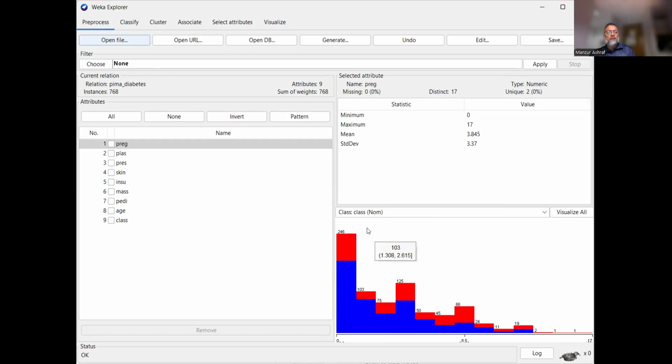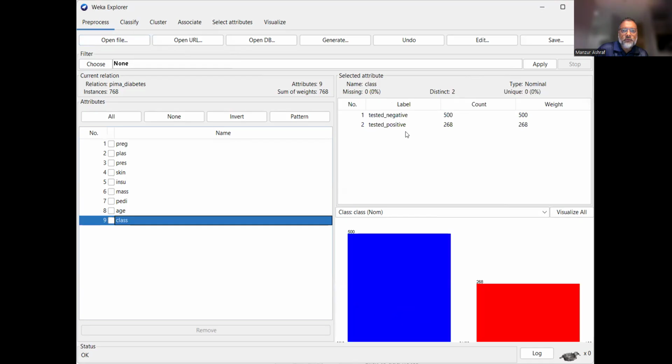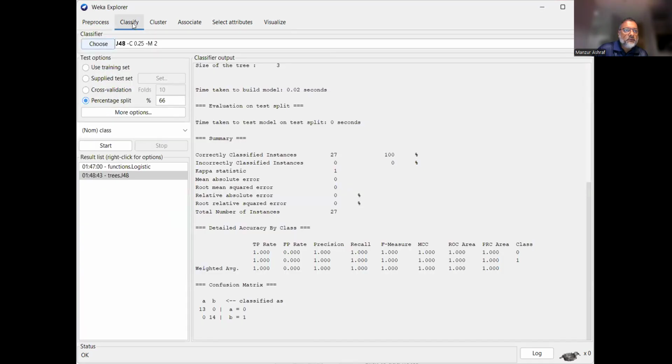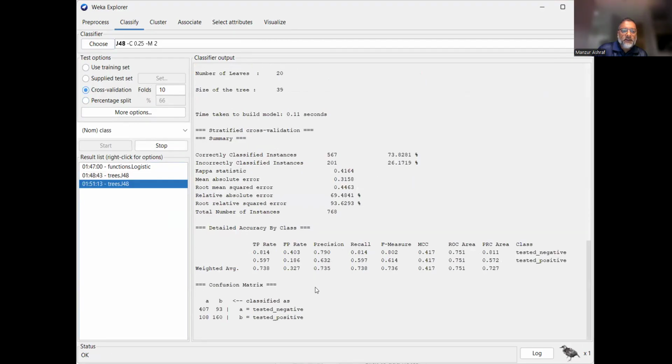Okay, so now we can see here these are the algorithms, and there are two classes, right? So what I can do in the classifier: first I choose the J48 decision tree, and then I can use cross validation with 10 folds, for example, right? And I click it, then I can get this.